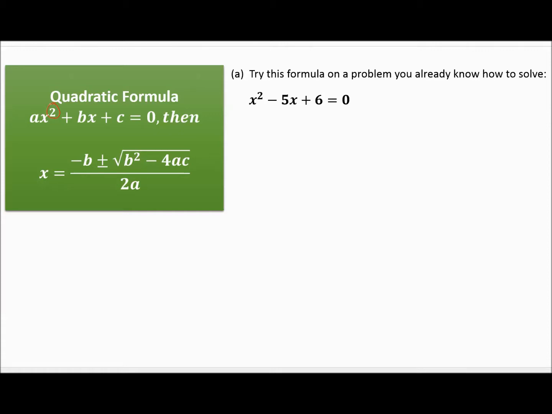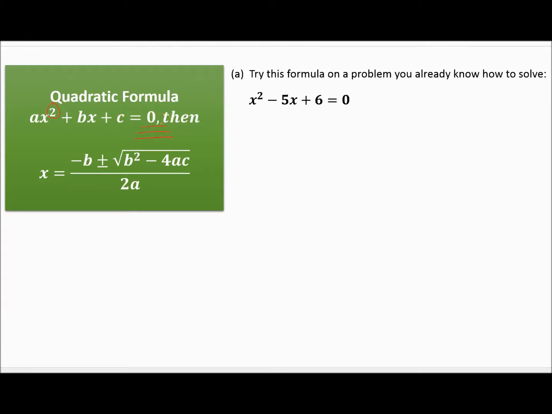Now, another thing that has to happen is you have to have that 0 on the other side. So there is no using the quadratic formula until you have it in this form. So notice it's ax squared plus bx plus c equals 0. a is the number being multiplied by the x squared, b is the number multiplied by the x, and c is the constant. And again, you need 0 on the other side.